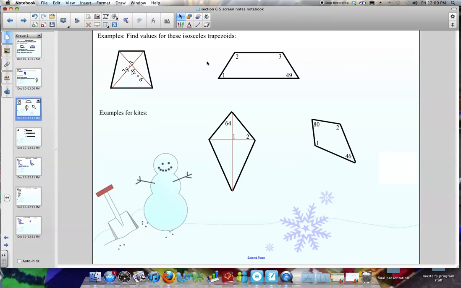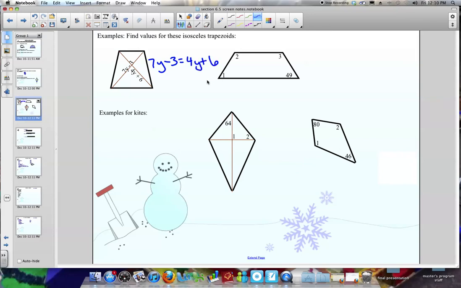Some examples that you may see that involve isosceles trapezoids are an example like this, given that this diagonal is equal to 7y minus 3, and this diagonal is equal to 4y plus 6. We know by our properties of isosceles trapezoids that our diagonals are congruent. So we would have to set up the equation that 7y minus 3 would have to be equal to 4y plus 6.